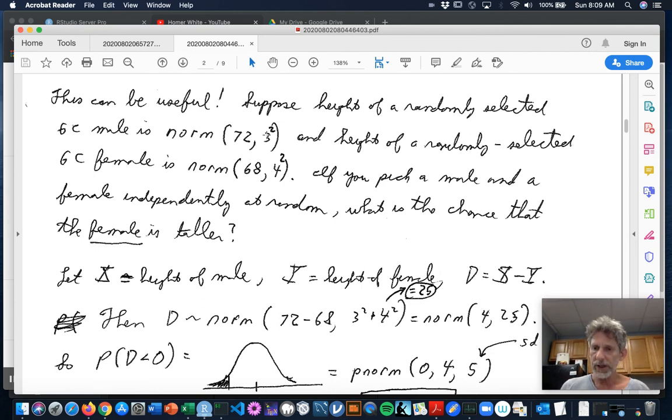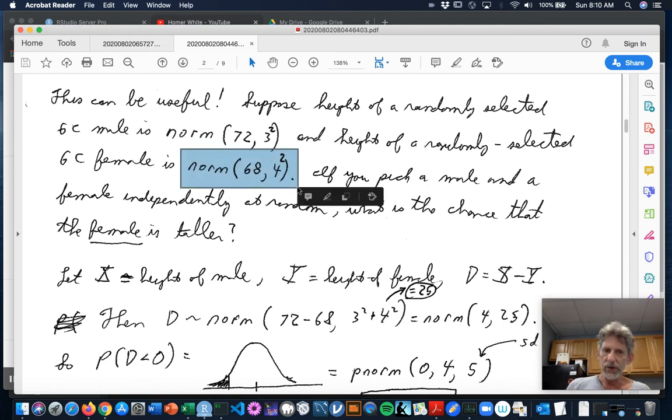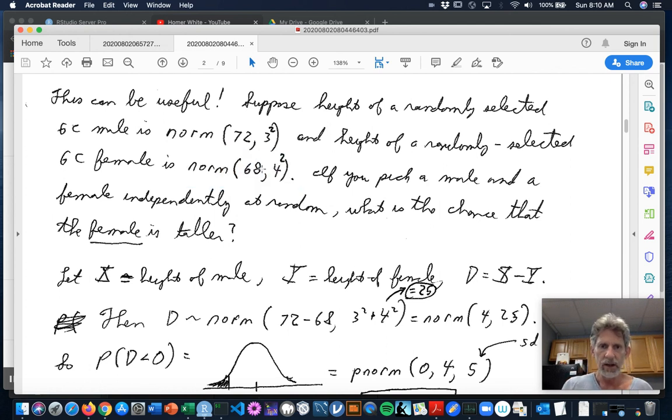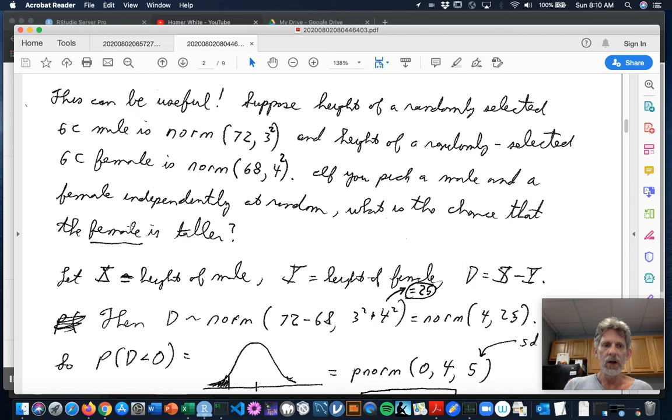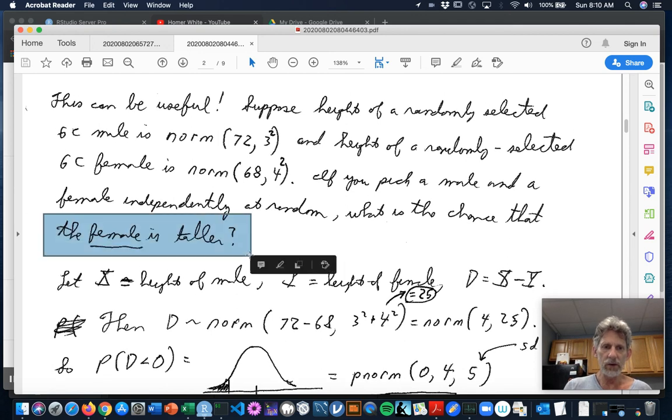So say I pick a Georgetown College male at random, then that would give me a random variable, and its distribution would be normal, mean 72, variance 9. Now, same for females. Let's say their population is normally distributed with a mean of 68 and a standard deviation of 4 for a variance of 16. Typical female, 68 inches tall, plus or minus 4 inches. Okay, and if you grab a female at random, then her height would be a random variable that's normally distributed, mean 68, variance 16. Suppose you pick a male and a female at random and independently of each other. What's the chance that the female is taller?